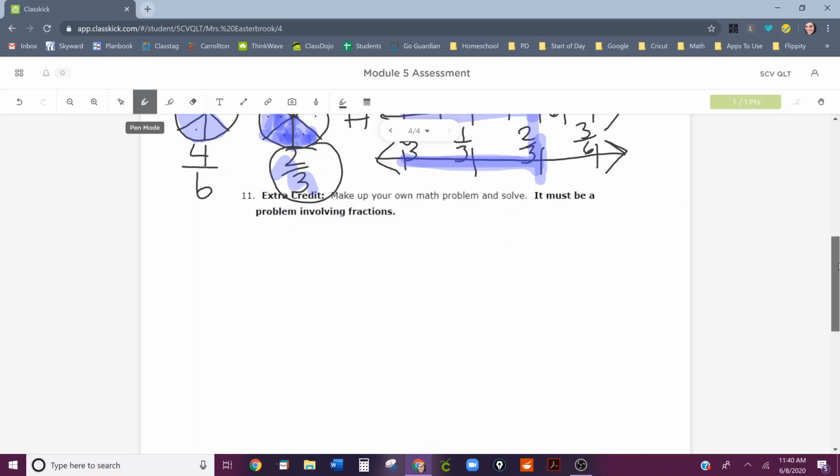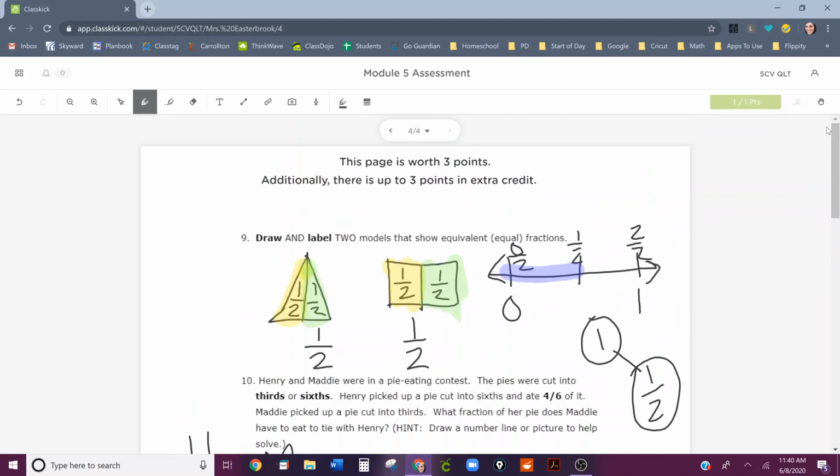And if you make up a problem and solve it with fractions, that's 3 points. And that is all I have for you.